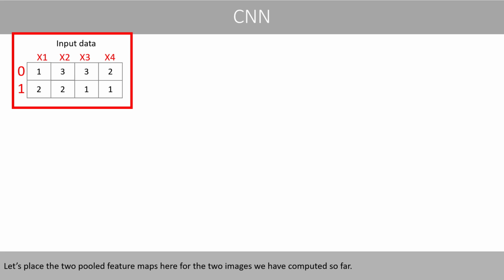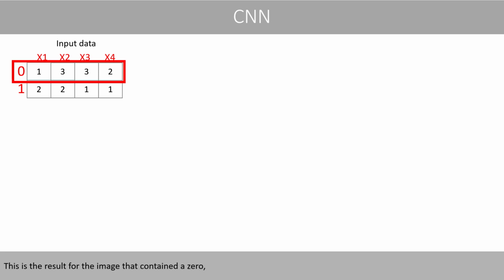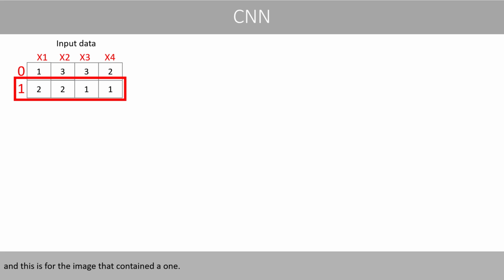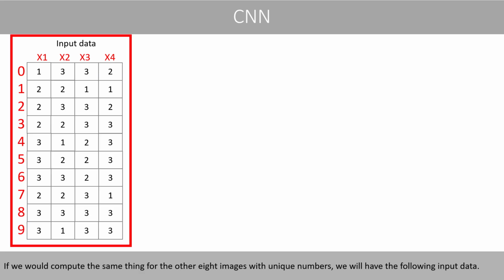Let's place the two pooled feature maps here for the two images that we have computed so far. This is the result for the image that contained a 0, and this is for the image that contained a 1. If we would compute the same thing for the other 8 images with unique numbers, we will have the following input data.